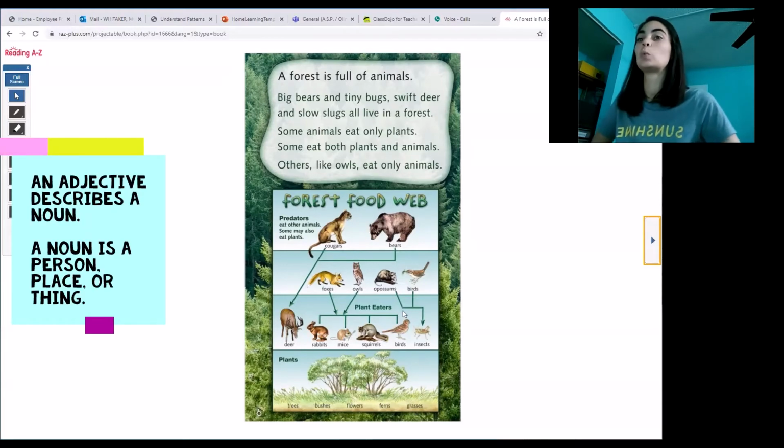An adjective is a word that describes or tells about a noun. We know a noun is a person, a place, or a thing. Read the second sentence on this page. So here's your second sentence: Big bears and tiny bugs, swift deer and slow slugs all live in a forest. Underline all of the nouns and highlight the adjectives that describe them.